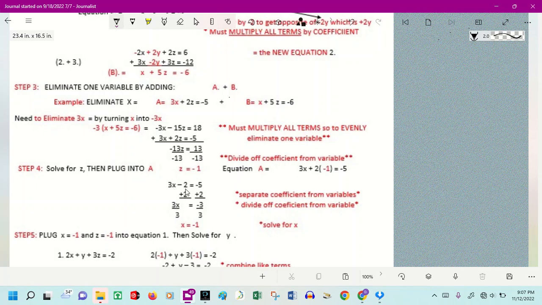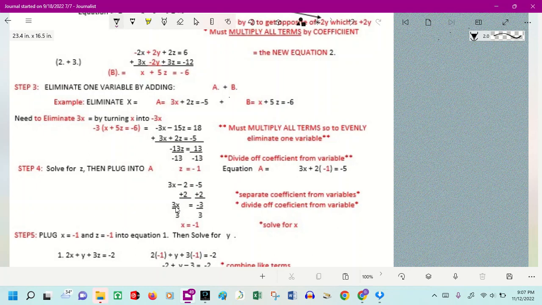In doing that, the 3x comes down. Negative 2 and the positive 2 becomes 0. They cancel out. Bring down the equal sign. Negative 5 and the positive 2 is a negative 3. New equation, 3x equals negative 3. Now we have, again, a coefficient on the variable. We have to divide it off again.